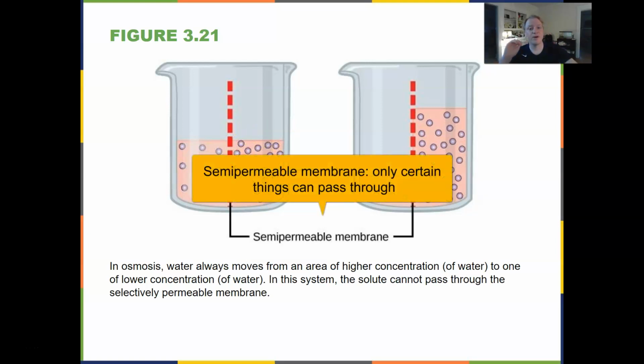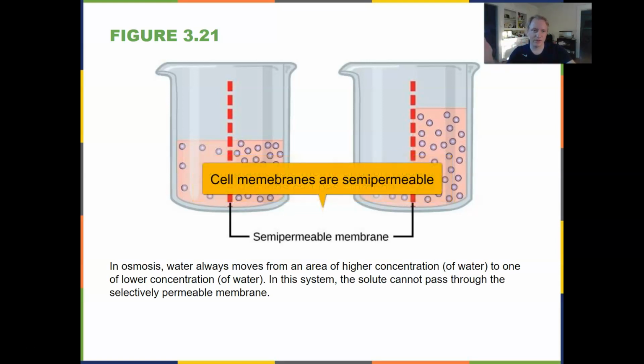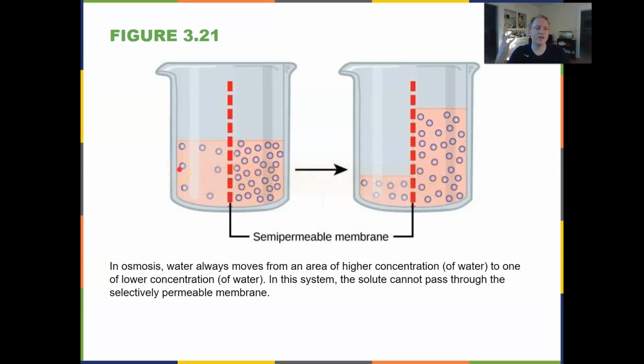But the semi-permeable membrane prevents them from moving from this side to this side. And so what happens is the process of osmosis. And that is water following the solute. Wherever solute goes, water is sure to follow.